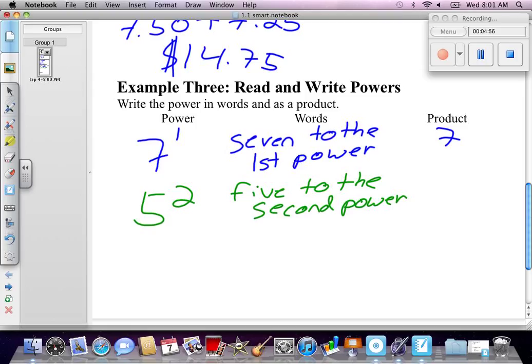And what is the answer to this? What is the product of it? 25. 5 times 5. You guys, a lot of people, a lot of even fabulous mathematicians make the mistake to do 5 times 2. Be careful of that. Make sure you're taking it to the second power.